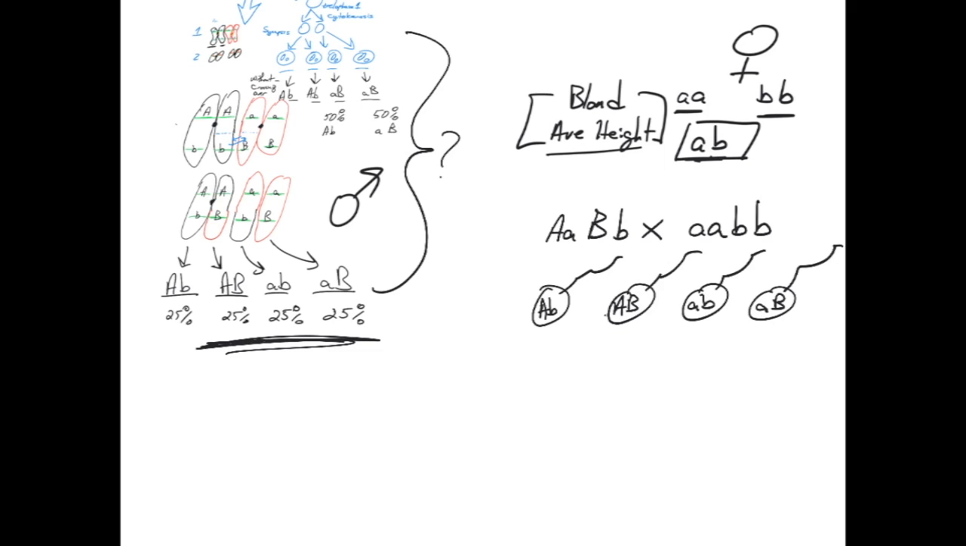Two genes. We're dealing with A and B, right? Height and hair color. Do you see that? I hope you see that. I hear silence and it worries me. I hope you understand that we're dealing with two genes, and that's why we call it a dihybrid cross.